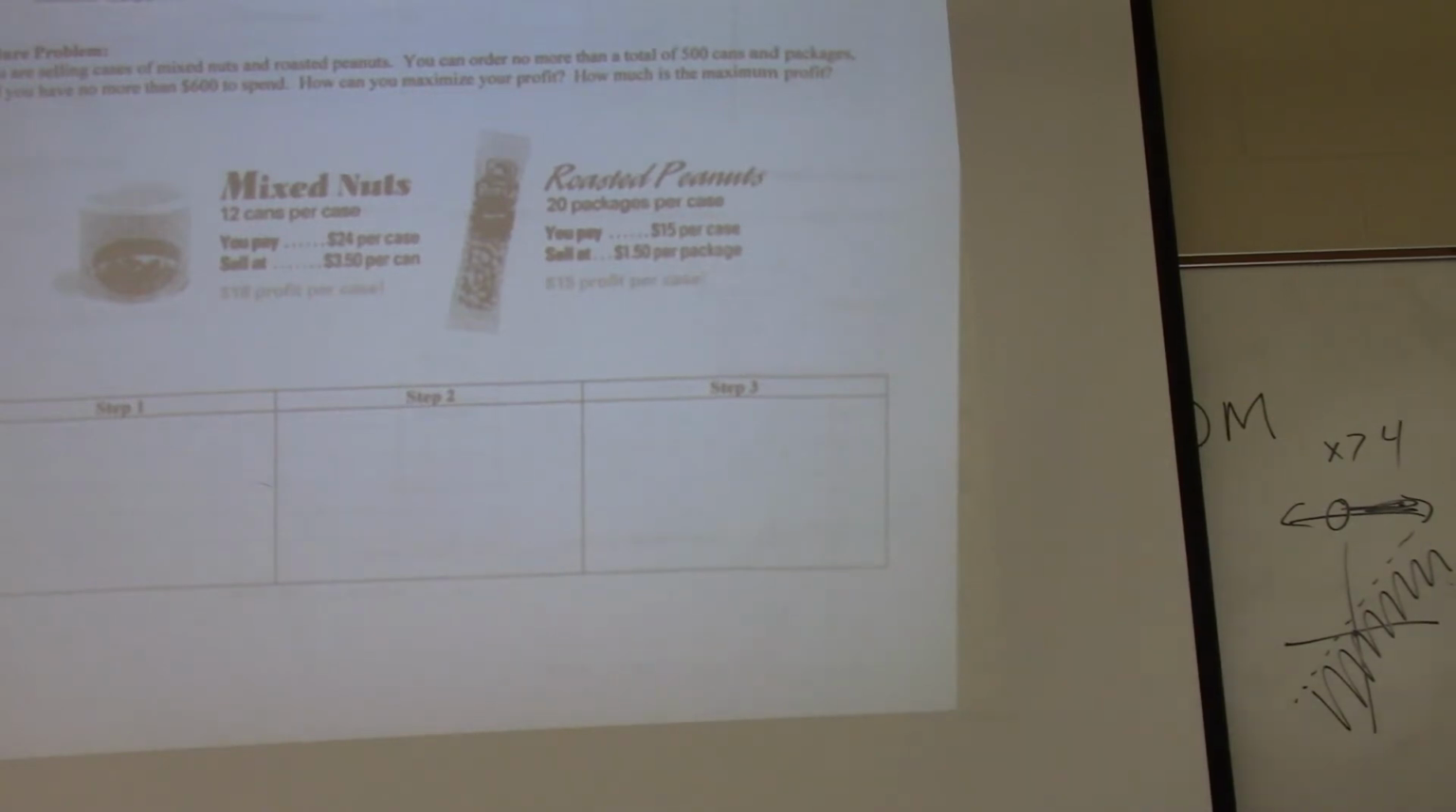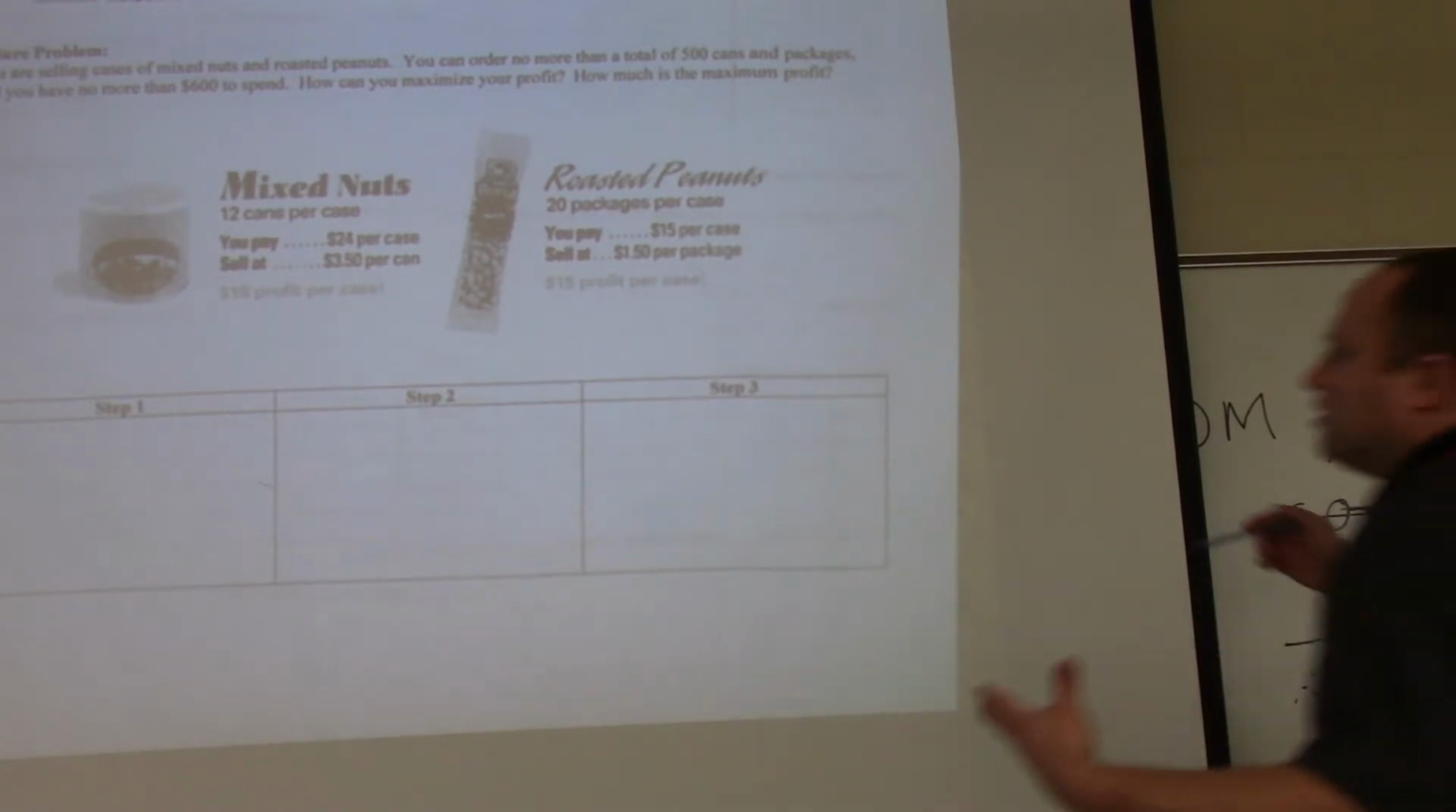And so they have it up here. It talks about how you buy a case, like a case of pop, right? Well, a case of these mixed nuts, there's cans. It's 4 by 3. There's 12 cans per case of mixed nuts. And for roasted peanuts, there's 20 packages per case. So I don't know if they're stacked or if it's just a smaller container, but you only get 20 packages per case. What you pay as the store owner is $24 per case for the mixed nuts and $15 per case for the roasted peanuts. But then you sell them for $3.50 a piece and $1.50 a piece.